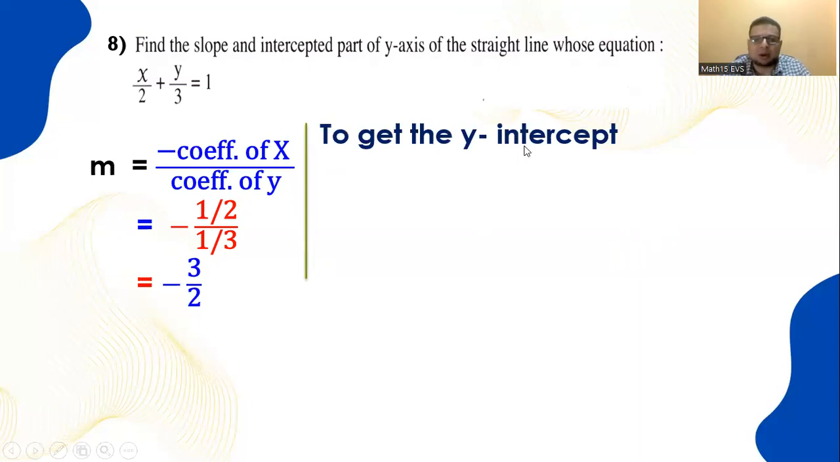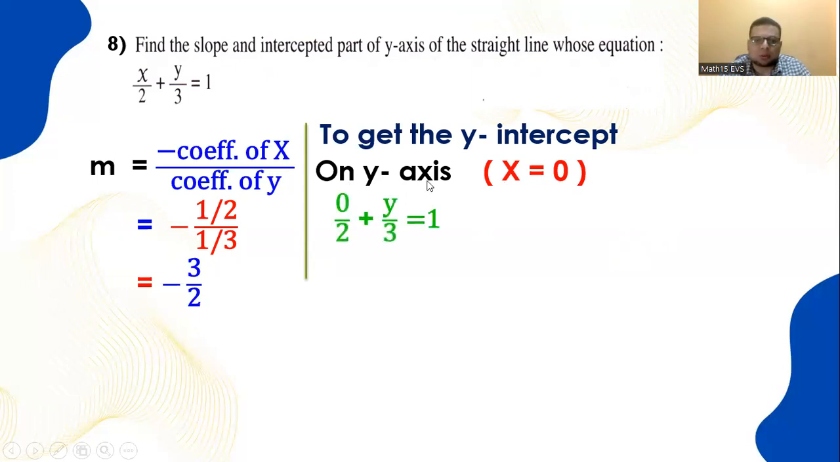And to get the y intercept, the intercepted part of y, you can put x equal 0, because the point is on the y-axis. So you can put here x equal 0: 0 divided by 2 plus y over 3 equals 1. So 0 over 2 equals 0. Y over 3 equals 1. 3 times 1 is 3. Y equals 3. So the intercepted part equals 3, and the slope is negative 3 over 2.